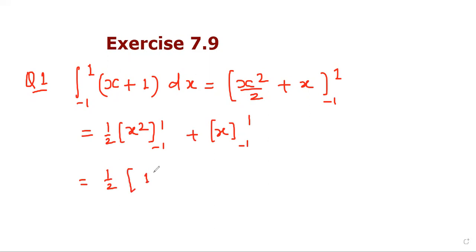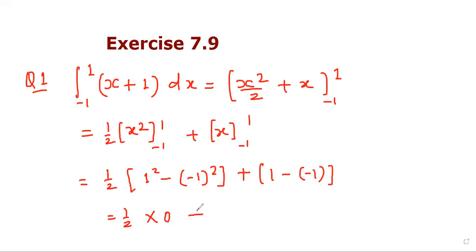It will become 1 by 2 into (1 squared minus -1 squared) plus (1 minus -1), which is 1 by 2 into 0 plus 2. That is 2. Let's go to next question. Question number 2.